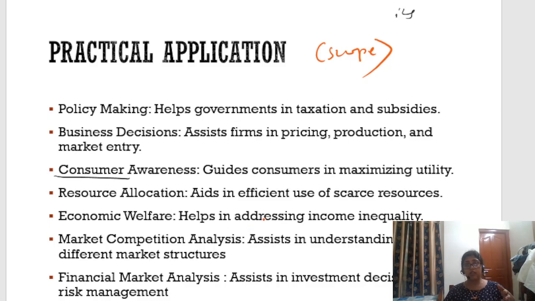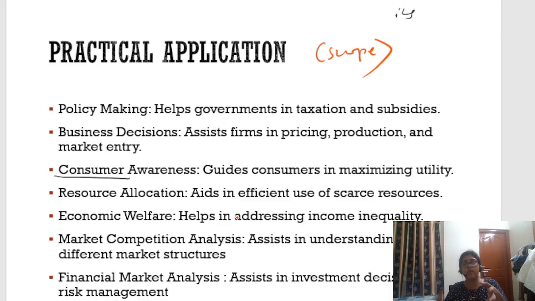Now we look into the practical application of microeconomics, or the scope of microeconomics. Microeconomics, like you heard, is not just theoretical, it has a huge role in real life too. It is helpful for government in policy making regarding taxation and subsidies and business decisions, and it helps firms with production, market entry, and related decision making. It also helps in consumer awareness, efficient allocation of resources, economic welfare, market competition analysis, financial market analysis, etc.